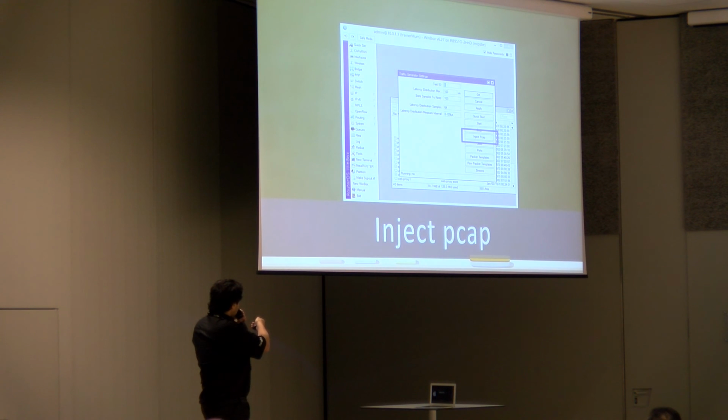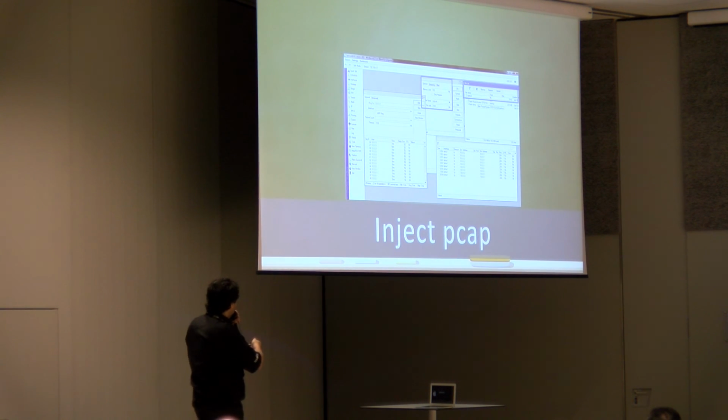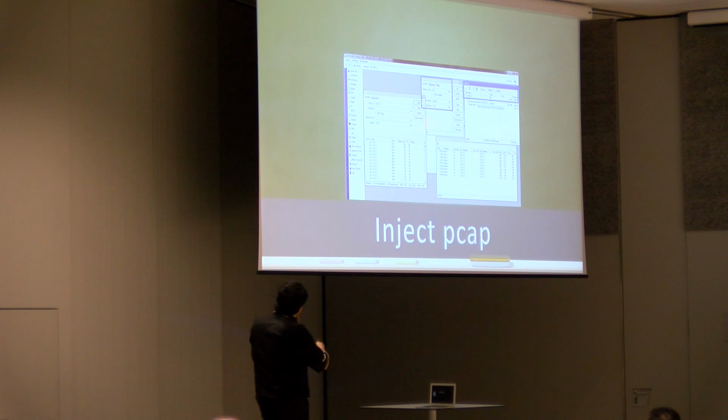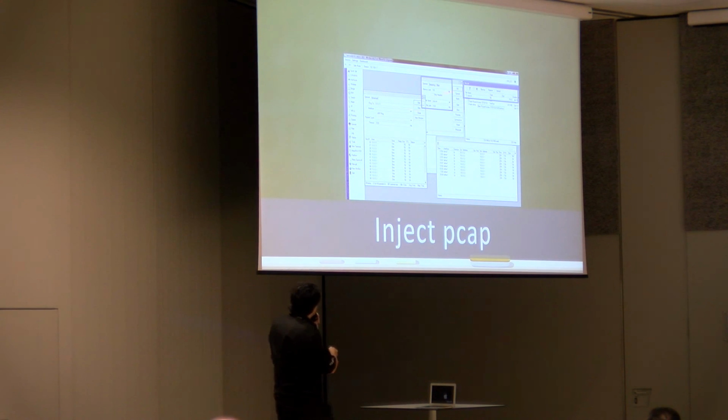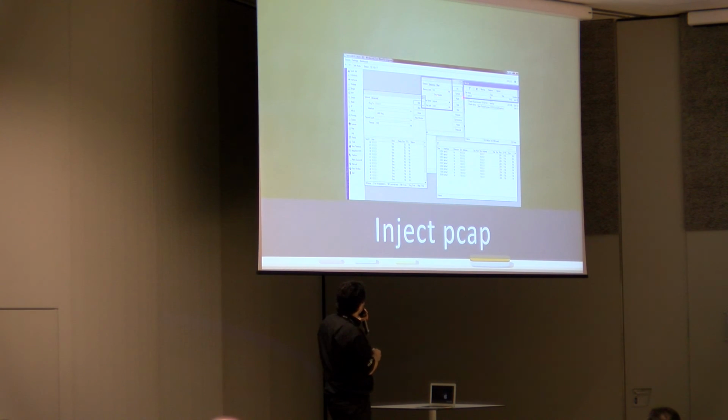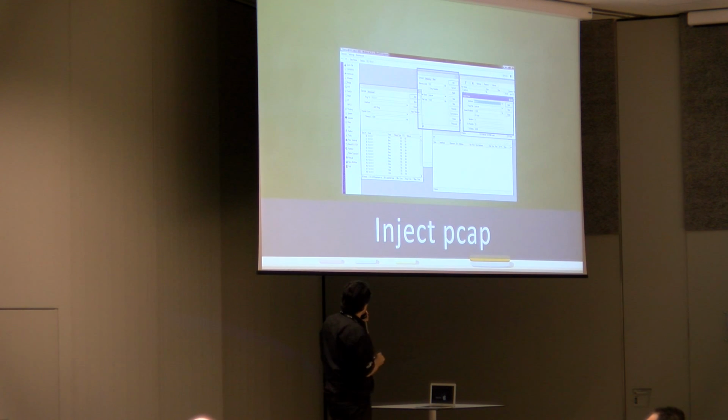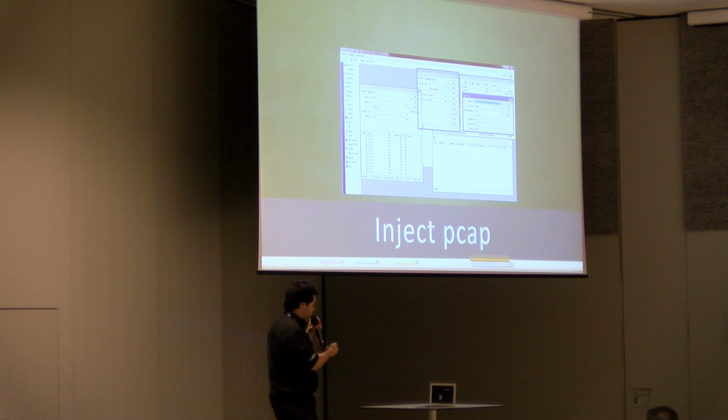In this case, I don't need Wireshark because I'm using the capture inside the RouterBOARD. And I'm doing a ping. I have the capture, and I can use the capture to inject inside the RouterBOARD device.